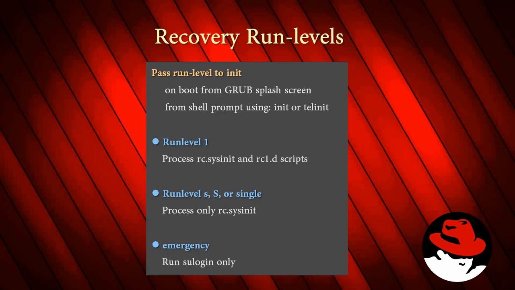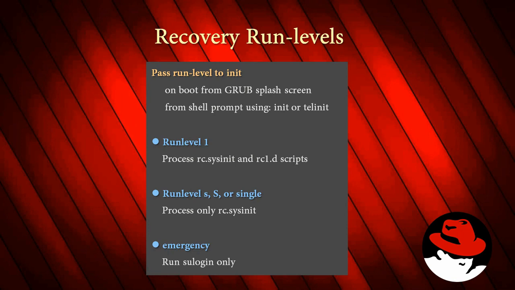In run level 1, the rc.sysinit and rc1.d daemon scripts could be used. In run level S or single, only rc.sysinit is running. In emergency, only the sulogin works, so you can go with sulogin. Booting in level 1 will cause the system to process the system init script, followed by each of the init scripts to be executed.